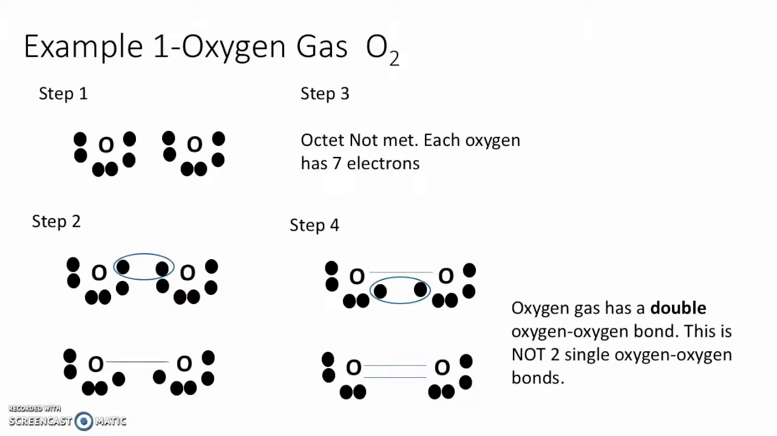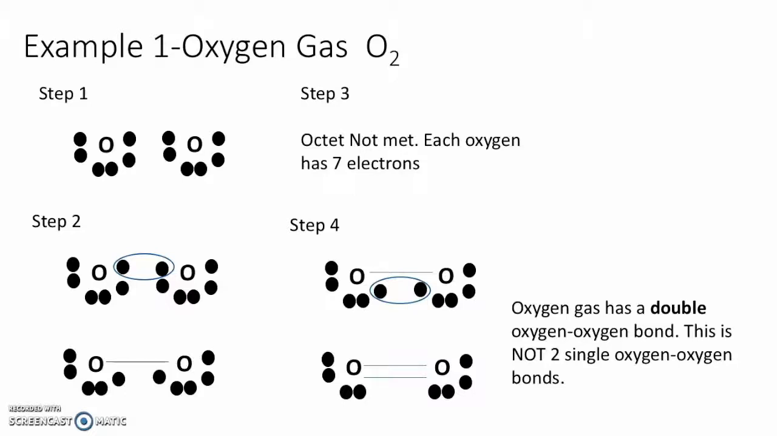The key thing I want you to notice here when you're looking at this is oxygen does not have 2 single oxygen bonds. It has a double bond. That is a double bond. It looks like it's 2 singles, but actually it's a double bond.